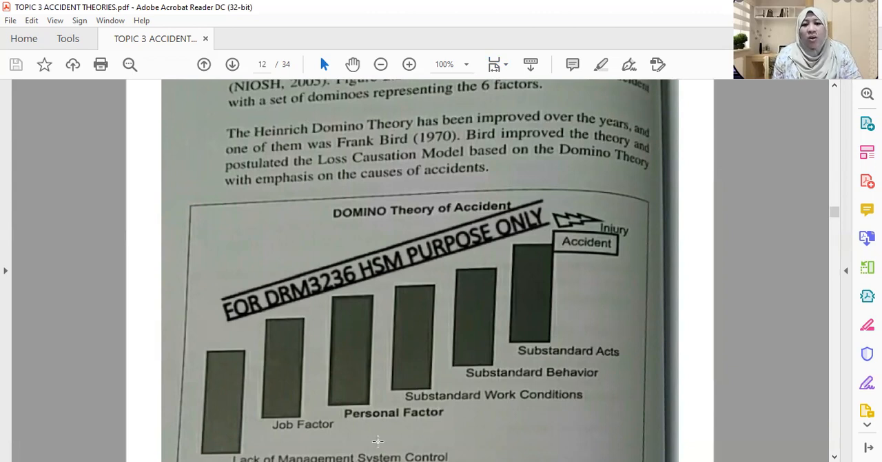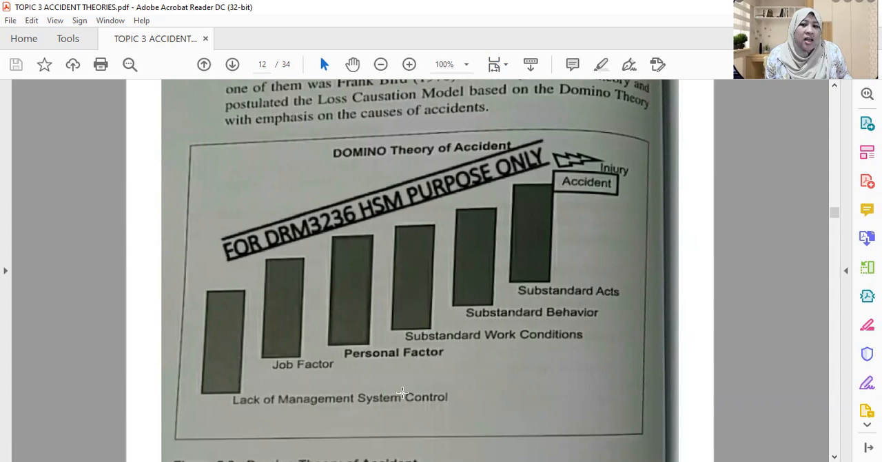Bird improved the theory and postulated the loss causation model based on the Domino theory. So after Heinrich passed, Frank Bird translated it into this model called the loss causation model based on the Domino theory, which emphasizes the causes of accidents. And you can see in here, it starts with the lack of management system control.